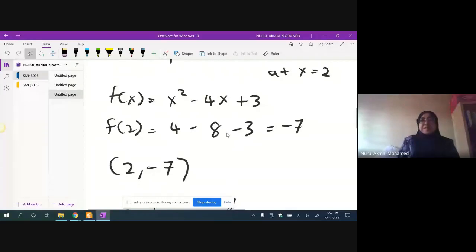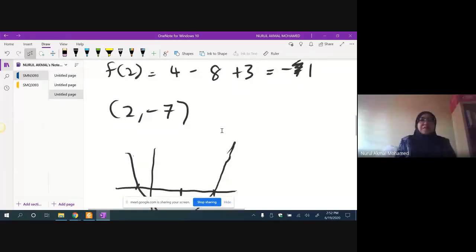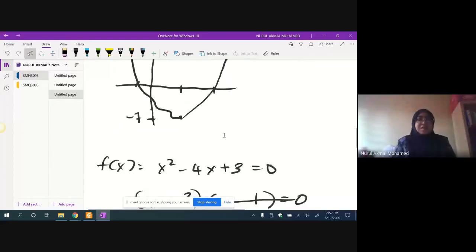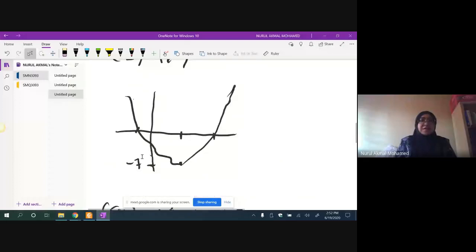So what will be the values? 4 minus 8 is minus 1, is it? So this one should be minus 1, okay? So the coordinates will be 2, minus 1, okay? So this is the coordinate. So it should be negative 1 here. And this is 2. But this is not correct.